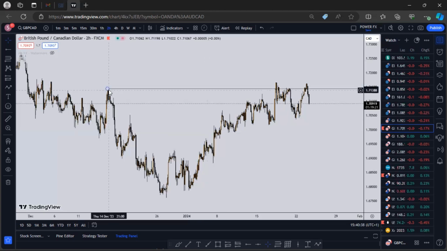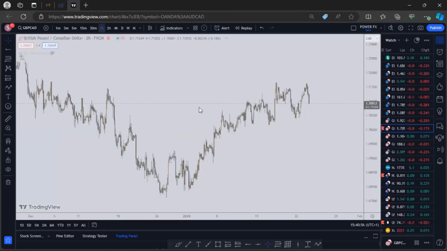Seeing that this resistance zone was broken gave me a clear identification that this market has already broken structure and wants to start going all the way to the upside. So what I did was I came all the way to my 1 hour time frame.